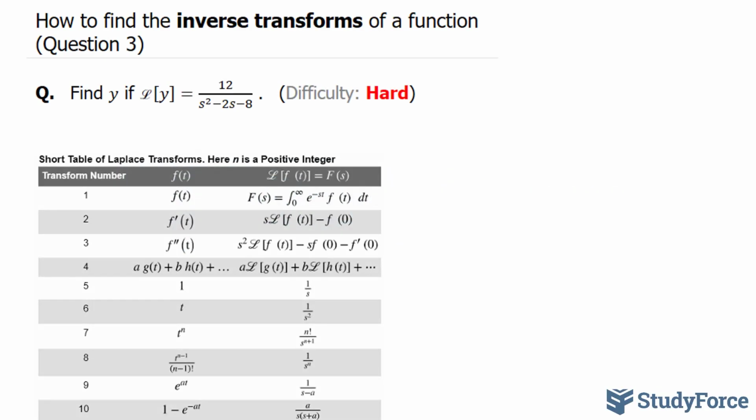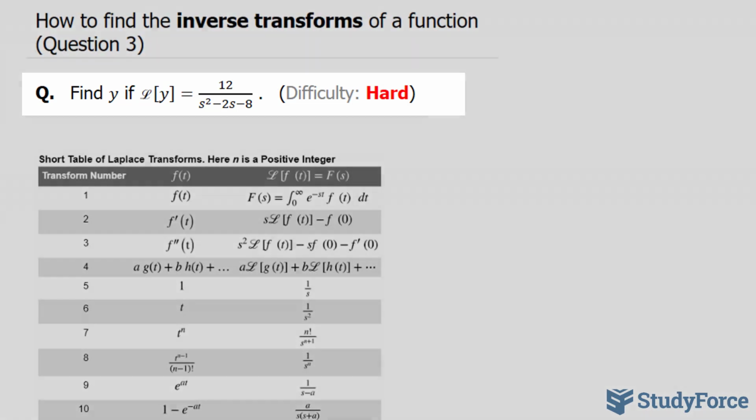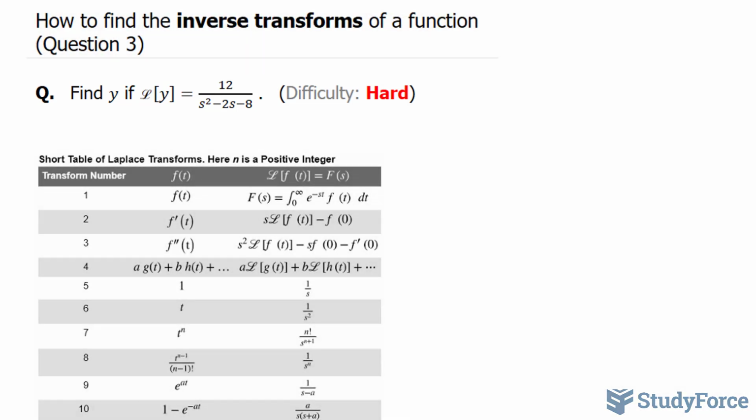In this video tutorial, I'll show you how to find the inverse transforms of a function. This is question number 3. The question reads, find y if the Laplace transform of y is equal to 12 over s squared minus 2s minus 8. And I've given this question a difficulty rating of hard relative to the other two that we did.